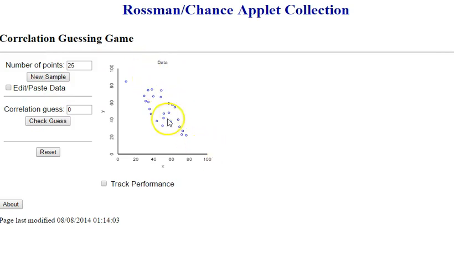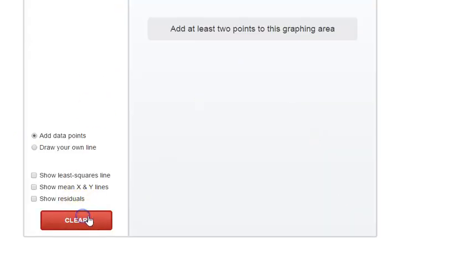Okay, here's a negative, fairly strong. I'm going to guess this is about -0.85. Not bad. Okay, so it's hard to guess exactly, but let's take a look at this applet right here. I'm going to clear this off.